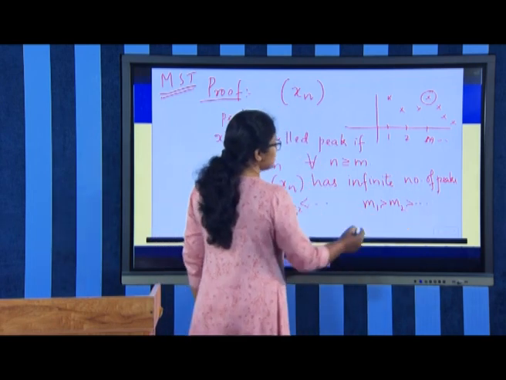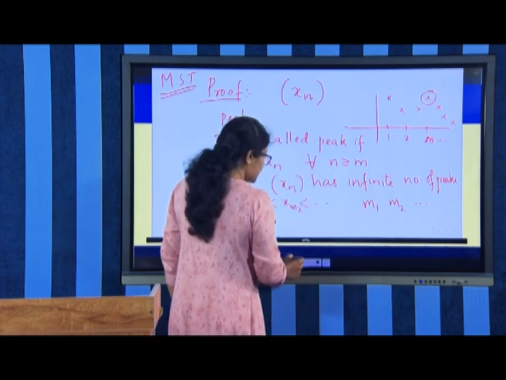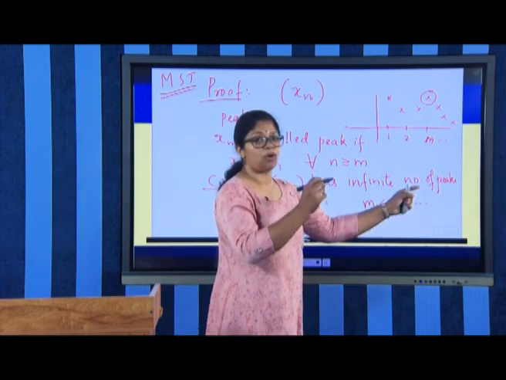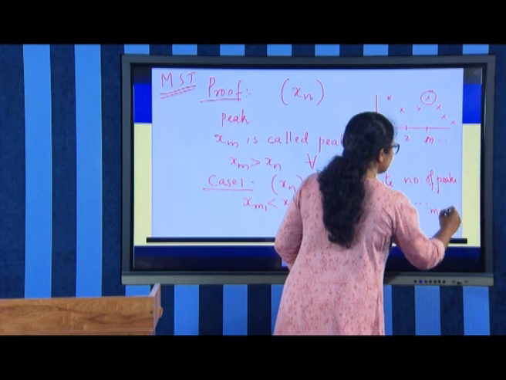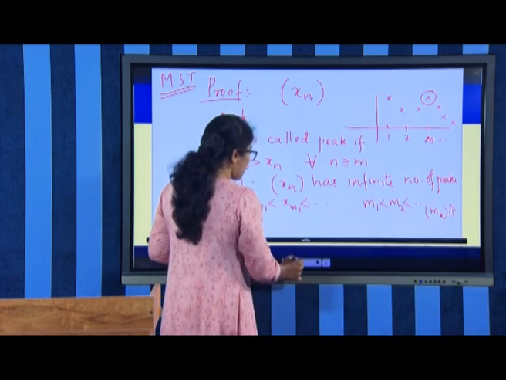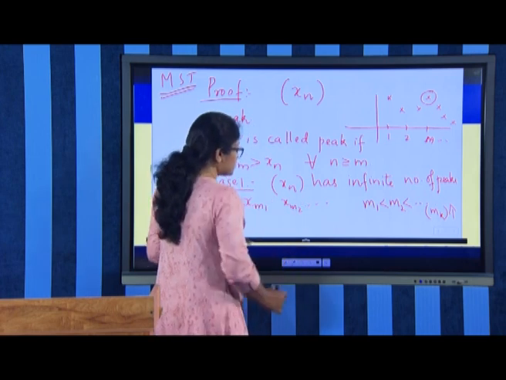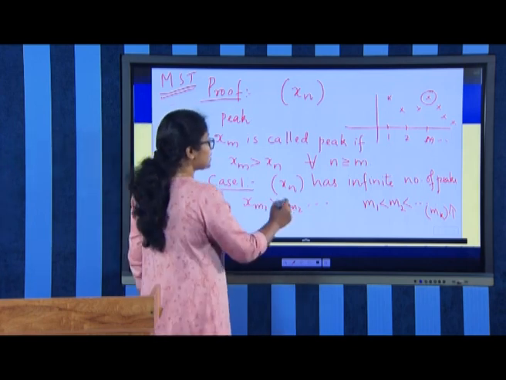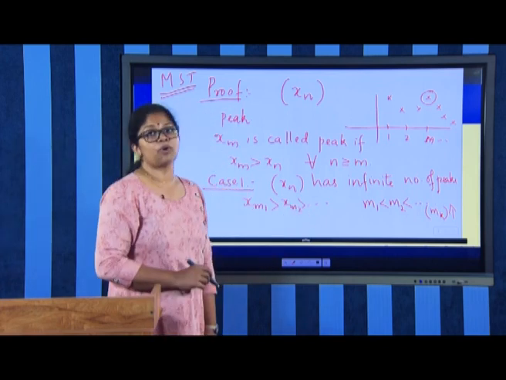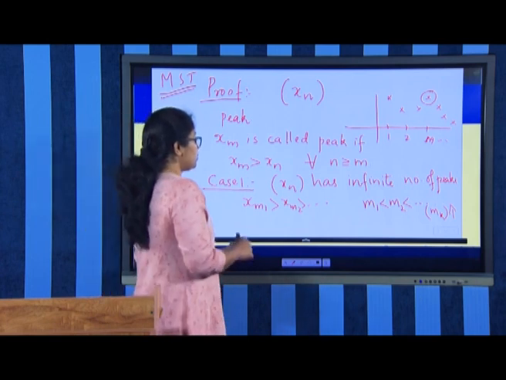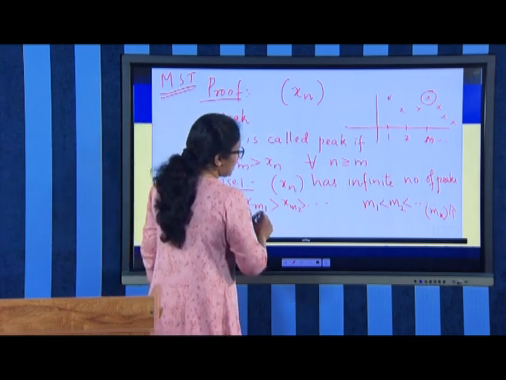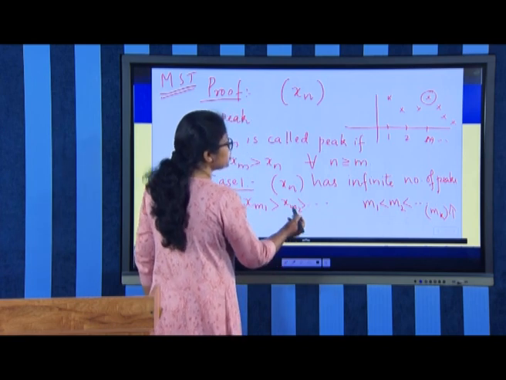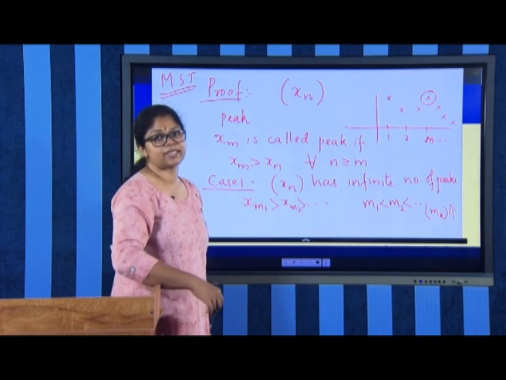So, what we do now is, we take m1 less than m2 less than m3 and arrange these numbers in increasing order. So, these mk's form an increasing sequence of natural numbers. Correspondingly, because xm1 is a peak, xm1 will be larger than xm2, xm2 will be larger than xm3, and so on, otherwise they cannot be peaks.